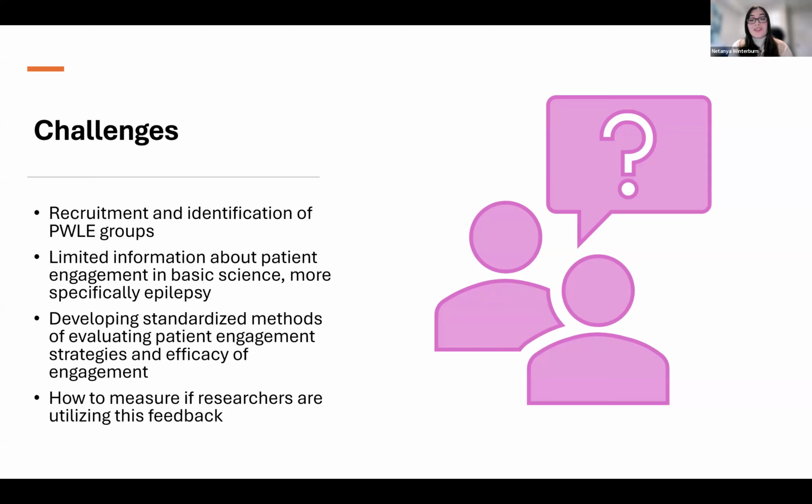Lastly, one challenge that we are still unsure how to tackle is whether researchers are actually implementing this feedback from people with lived experience into their projects and how they're going about doing so.